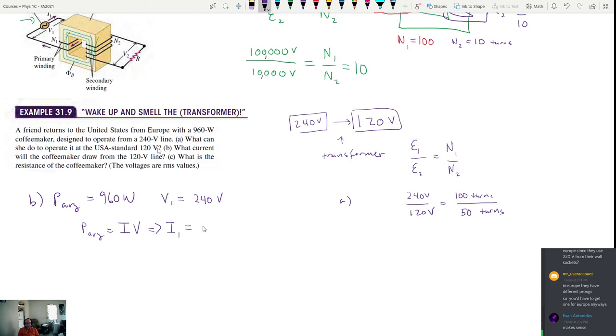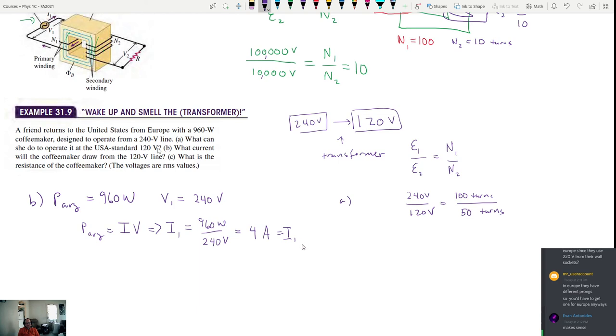I1 is going to be equal to the power, which is 960 watts, divided by 240 volts. What's this? 96 is 8 times 12, and this is 2 times 12, so this is 8 over 2, so is it 4? It could be 4 times 4 is 16 plus 1. Yeah, that looks right. So you get 4 amps. That's what the current is when it was plugged in Europe.